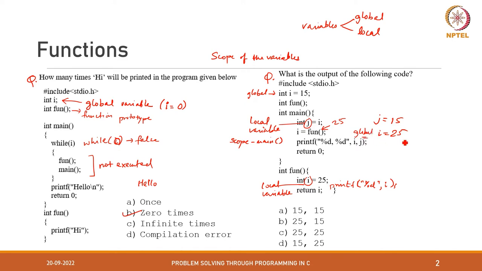Now when we print i and j after that, still no variable i has been declared locally inside the main function. So this i still refers to the global variable, and we will have 25 being printed, comma, j had the previous value of global variable i, which is 15. So here the answer will be 25 comma 15. Is this clear?